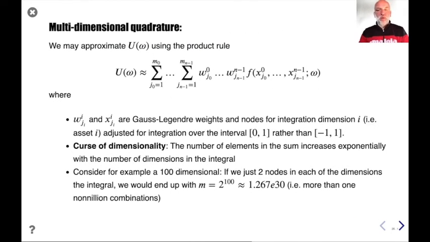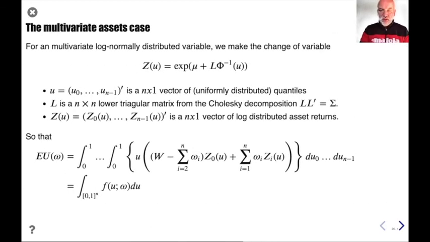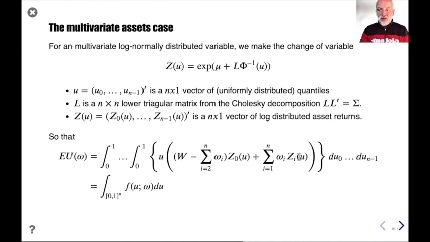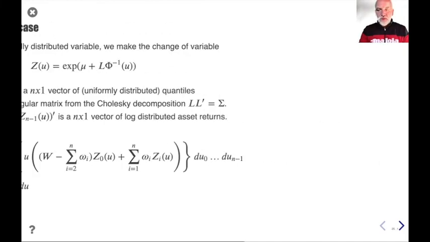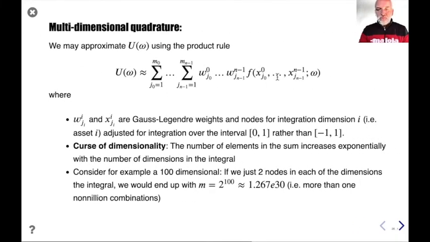How do you do that? Well, you do multidimensional quadrature. You can use this product rule, and now the function is a function of uniform Gauss-Legendre nodes. It's a function of an n-dimensional vector, right? Because it's n different assets. It has n different values of u's. This u vector is n-dimensional, and so we need to put in a whole vector here.